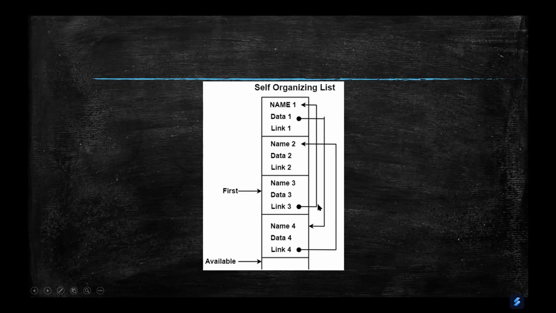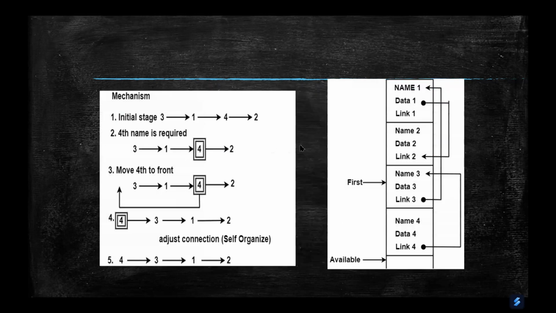Link 3 is pointing towards the name 1. In that we have the data, and the link is pointing towards the 4. In the 4 we have the name, data and link. Link is finally going to point towards the 2. It is shown like this in the mechanism.